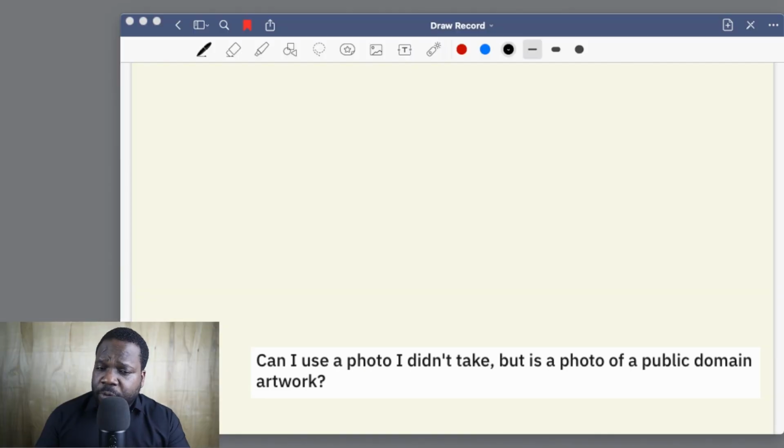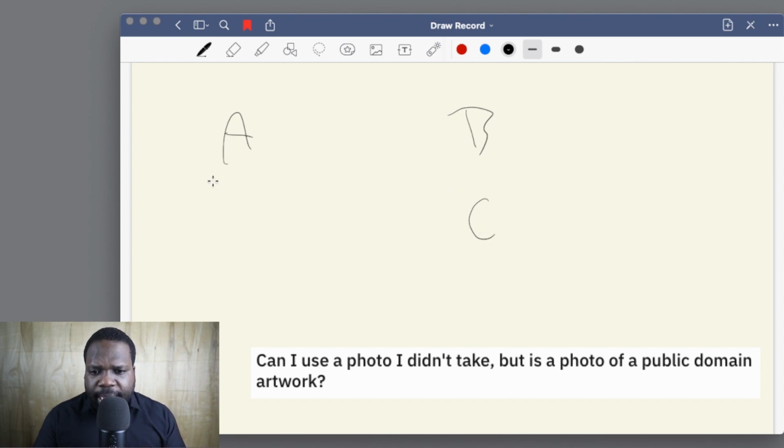So this is the drawing board. We want to talk about the situation. Can I use a photo I didn't take, but it's a photo of public domain art? So when you look at copyright, I always talk about this so you can keep that in mind. You always have three things. You have A, B, and C. In this case, you are C.